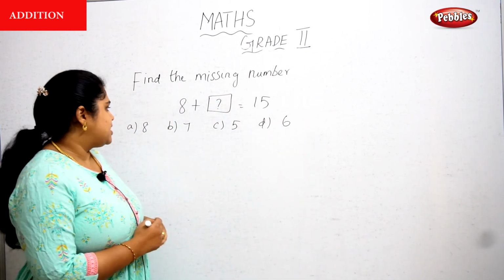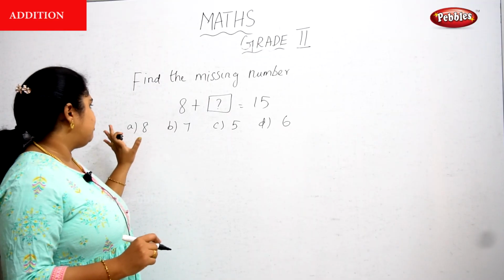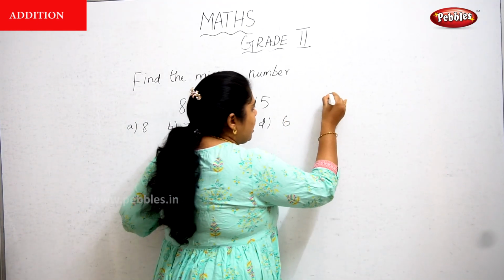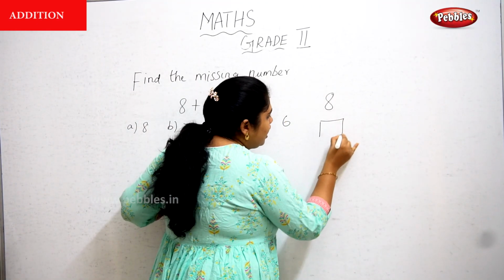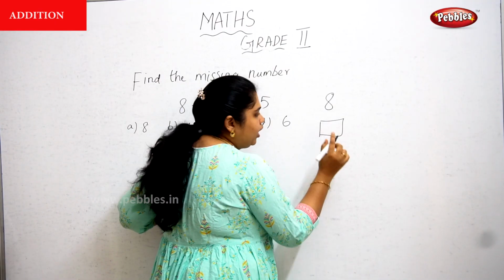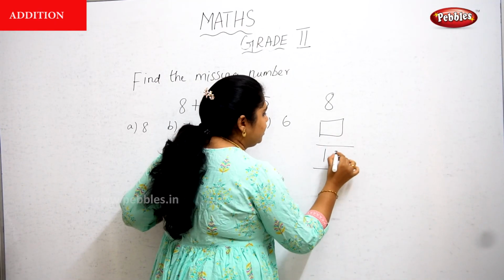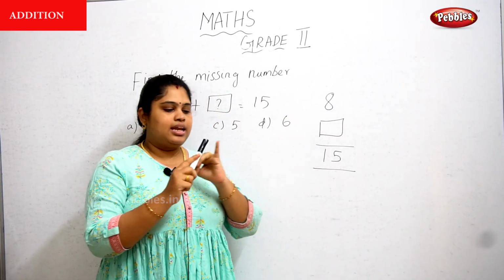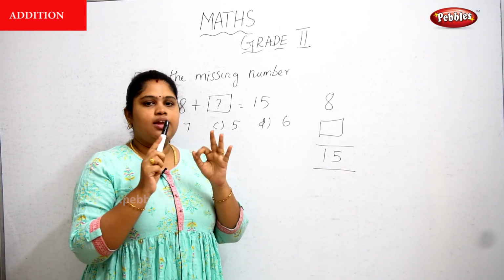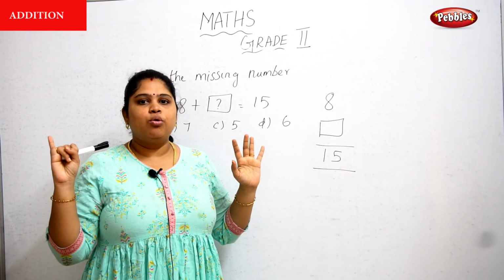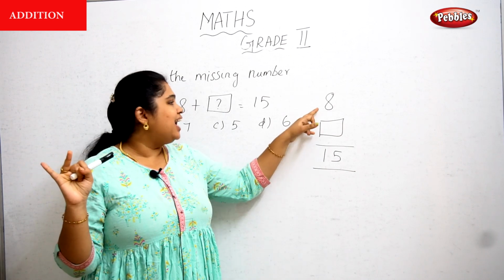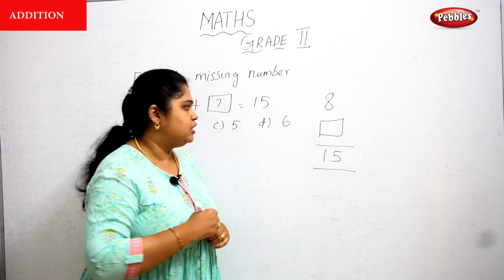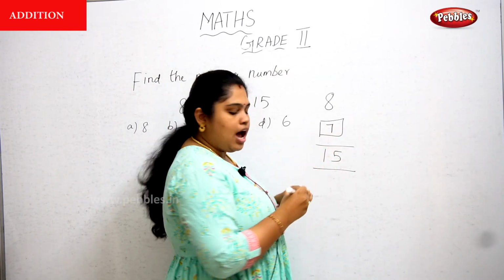For example, these were the options given: 8, 7, 5, 6. We have to find the addend. So what is the answer they gave? 15. So 8, and next: 9, 10, 11, 12, 13, 14 and 15. If you add 7 to the number 8, then you will get 15. So 7 is the answer.